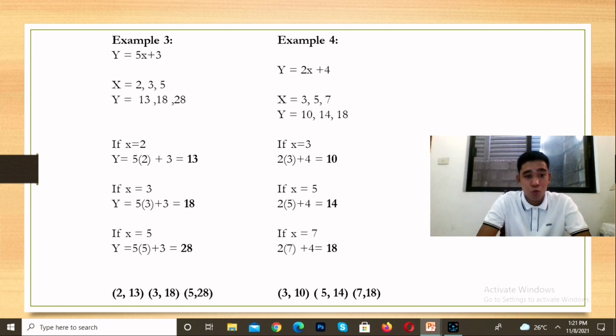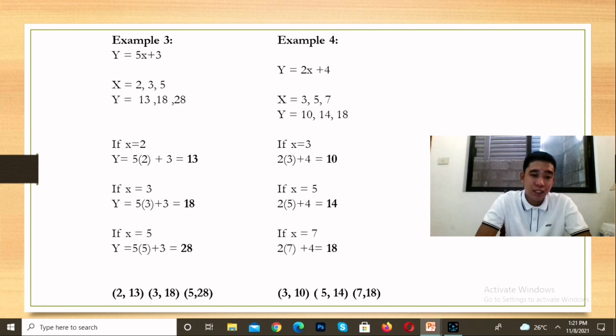Example number 3. y equals 5x plus 3. Hanapin nyo lang yung x and y nila. So, if x equals 2, substitute to the equation 5x plus 3. So, 5 close and open, 2, plus 3 equals 13 because 5 times 2, 10 plus 3, 13.